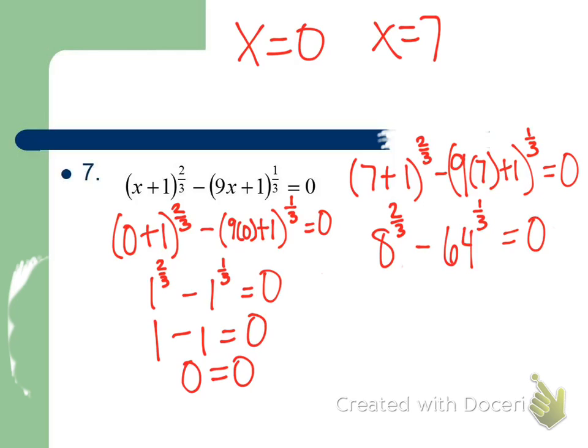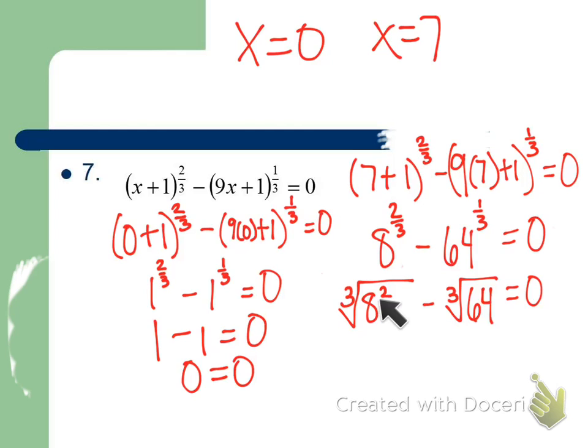You either need to know how to put fractional exponents into your calculator, or you need to be able to convert it to radical form. The cube root, if you need to turn it into a radical, this would be the cube root of 8 squared. And this would be the cube root of 64.